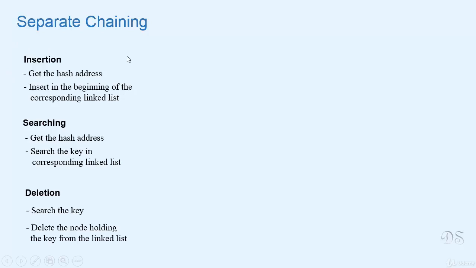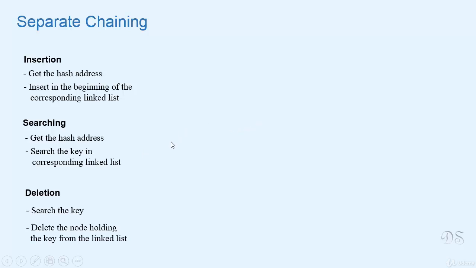Now let's analyze the performance of these operations. The time to compute the hash address of a given key is constant, and we are inserting in the beginning of the list. So insertion is a constant time operation. In the case of searching, finding the hash address again takes constant time, but searching through a list takes time proportional to the number of items in the list. So the searching time depends on the length of the lists. If the lists are short, searching time is less. But if lists become long, then it takes more time to search a given key in any list.